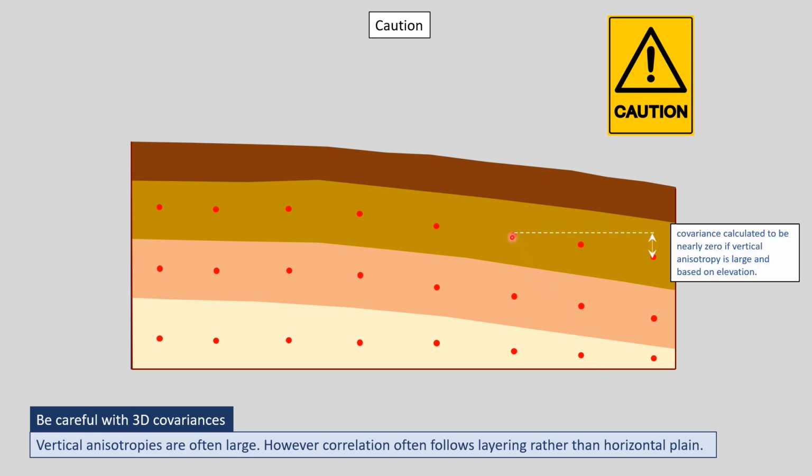For example, take these 2 points. The line joining these 2 points follows the surface of the Earth. They're in the same layer. We expect high correlation, but if you specify a high degree of vertical anisotropy with low correlation in the vertical direction, perhaps unwittingly the correlation between these 2 points will be assigned a low value because they're not on the same horizontal plane. This is something that is very hard to avoid when building a three-dimensional covariance matrix.